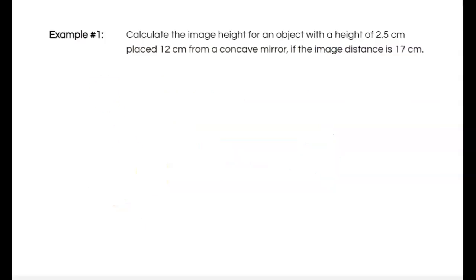Okay, in this case I'm going to read through the question with you. We're going to start off with a fairly straightforward example, and then we'll navigate into some more involved questions. It says: calculate the image height for an object with a height of 2.5 centimeters placed 12 centimeters from a concave mirror if the image distance is 17 centimeters.